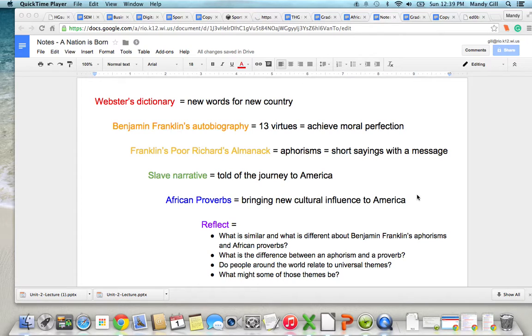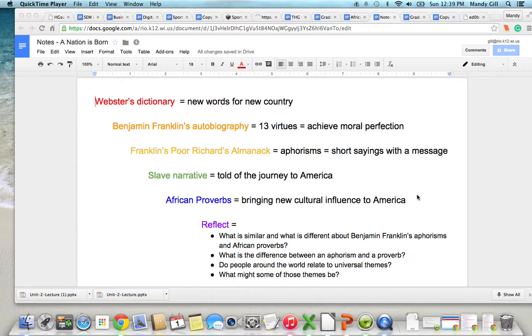And for our assignment, we're going to be thinking about a couple different things, but mostly we're going to be comparing Ben Franklin's aphorisms to some African proverbs. And so some of the things to reflect on are what are the similarities and differences between Ben Franklin's aphorisms and African proverbs, which we will talk more about in a minute. What is the difference between an aphorism and a proverb?